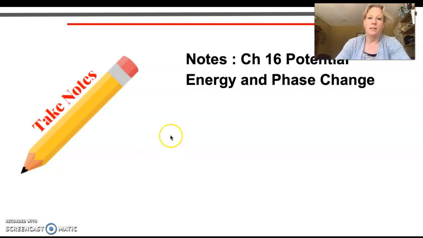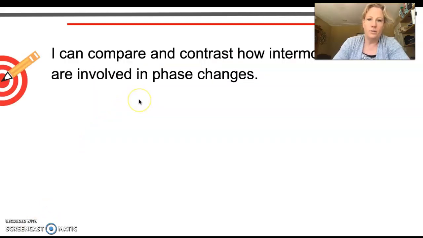These are notes on phase change and the energy involved in phase change. So we're looking at when we have a phase change, how the intermolecular forces have to be either broken or formed depending on what the phase change is. And just a reminder, remember IMFs? So we're talking about LDFs, dipole-dipole, and hydrogen bonds.